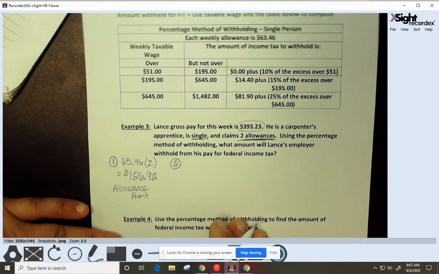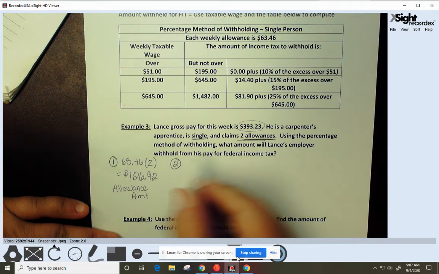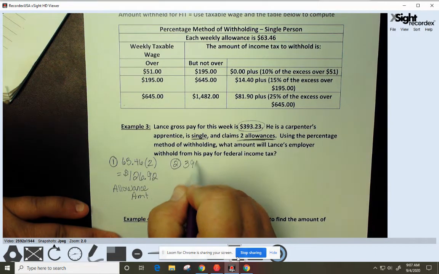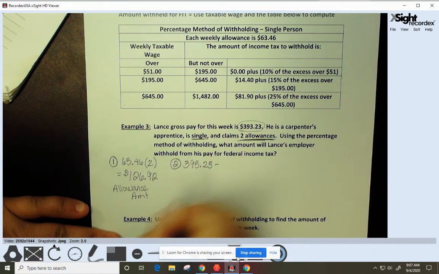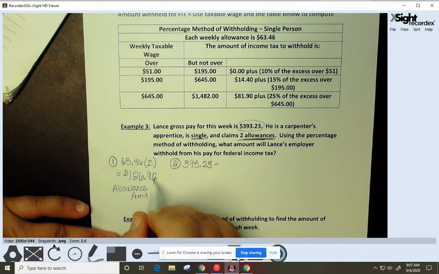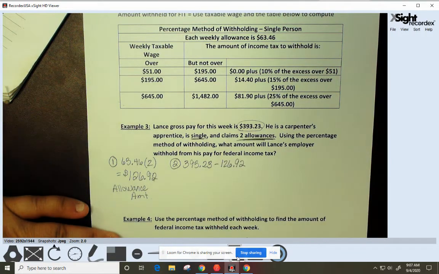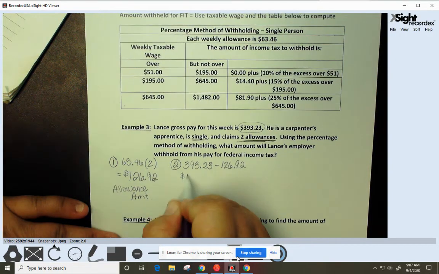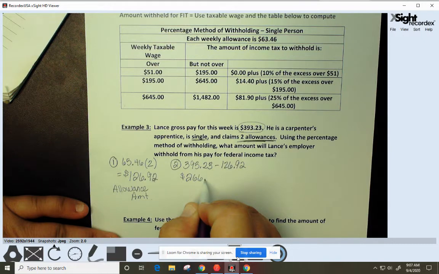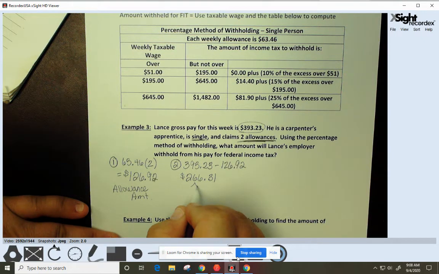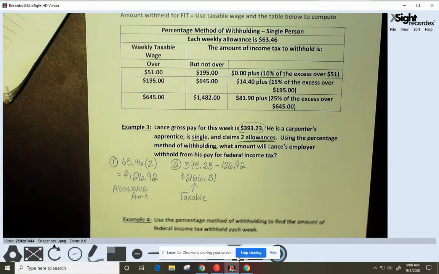Okay. Step 2, we need our taxable amount. So we're going to take his gross pay, which was $393.23, and we're going to subtract this $126.92. So $393.23 minus $126.92. Whoops. This is going to give me $266.31. This is taxable. That's my taxable wage or my taxable income right now.